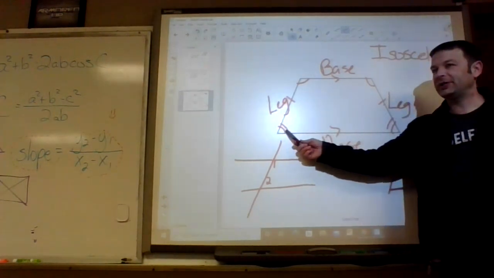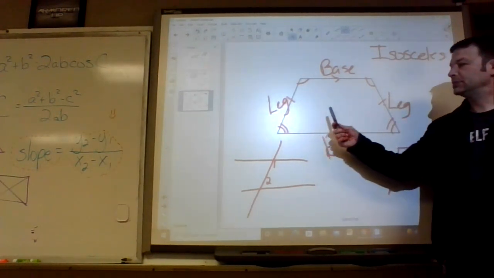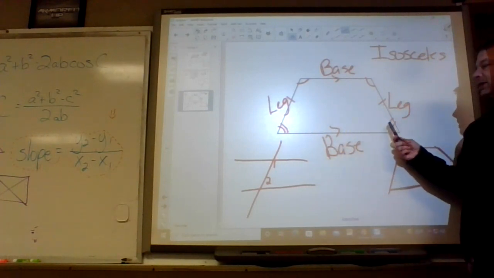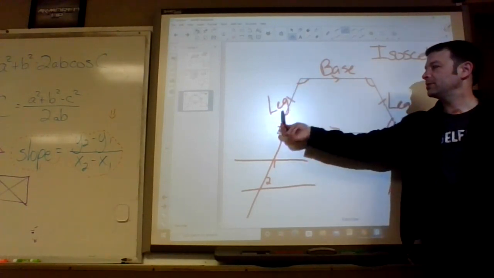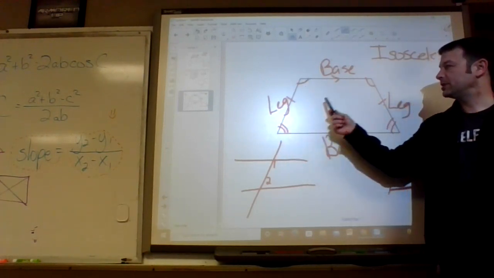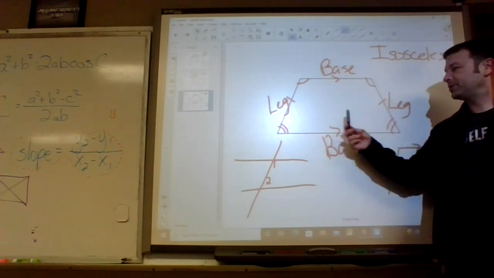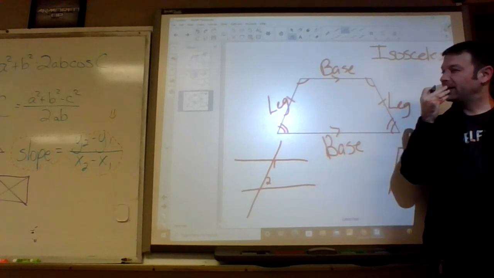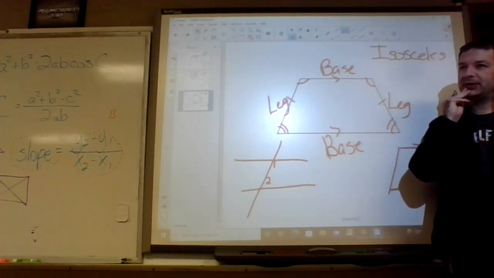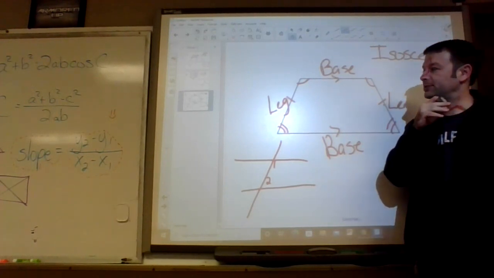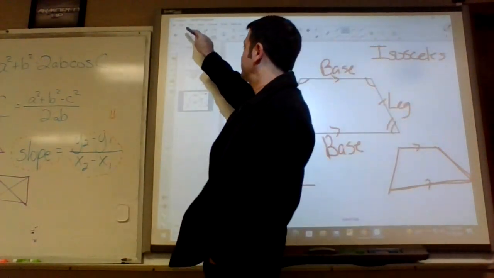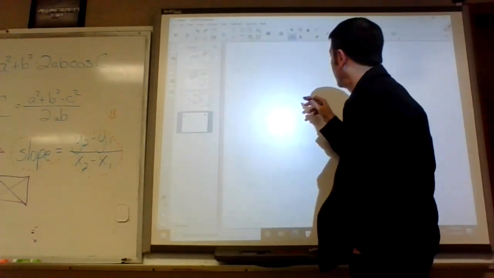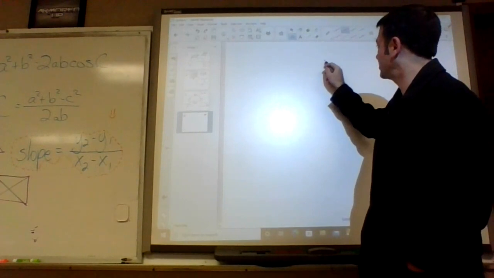Do these two angles have to add up to 180? No, because these lines are not parallel. But these two do, and these two do. These two are the same, and these two are the same. All right, I think that's everything we know about trapezoids. You got all that stored away in your brain somehow, magically? Probably not.